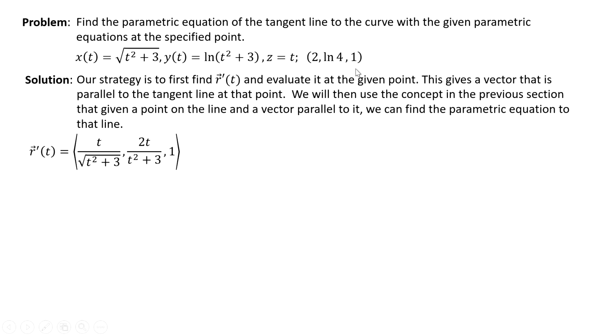T equals 1. But then let's check. Will that satisfy both x and y? When t equals 1, we have 1 square is 1. 1 plus 3 is 4. Square root of 4, right? Square root of 4 is just positive 2. Yep, that is true. What? Did I say square root of 4 is only positive 2? Isn't square root of 4 plus or minus 2? No. Square root of 4 is just 2.